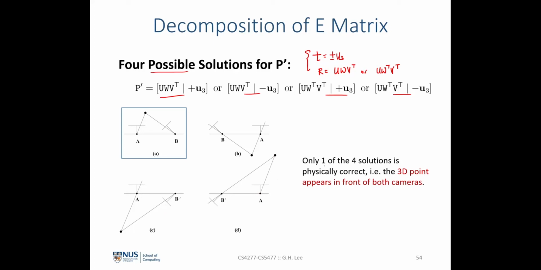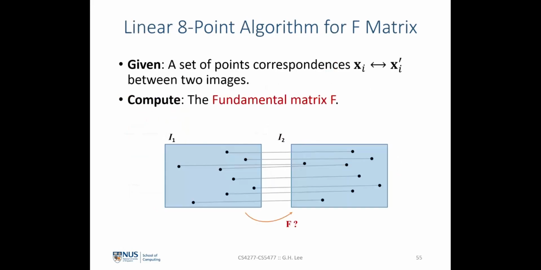And only one of the 4 solutions is physically correct. And that is the solution where the 3D point appears in front of both the cameras. And we can easily disambiguate the correct solution from the 4 solutions by getting the solution with the most number of points that appear in front of both of the cameras.